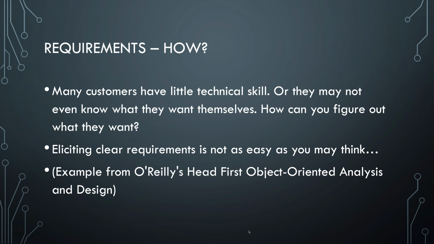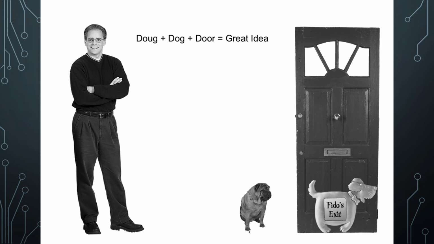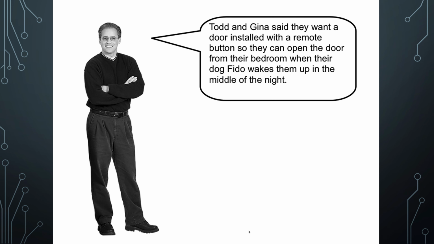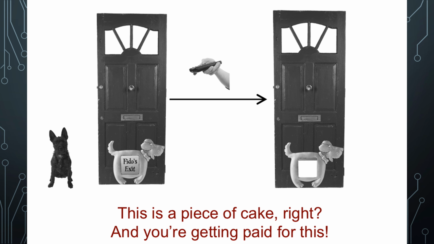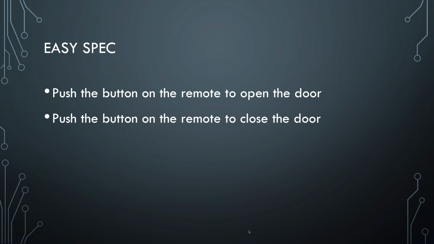Getting requirements is not a simple task at all. So let's look at an example. This picture looks a bit dated, but the idea still holds. Suppose someone wants to have a remote controlled door for his dog. They want to be able to open the door with the remote from the bedroom so that the dog can go out at night. That doesn't sound very complicated, does it? So the specification is simple. Push the button on the remote to open the door. Push that same button again to close it.